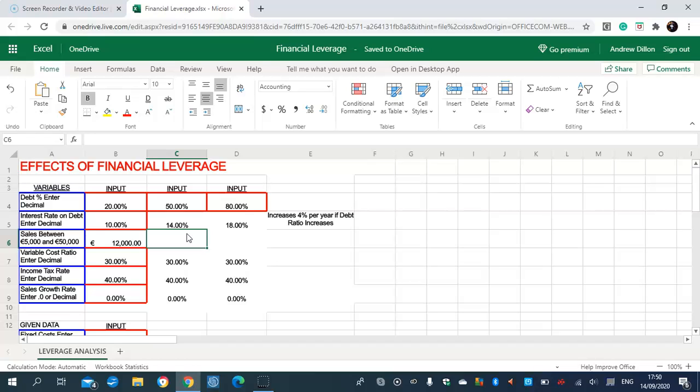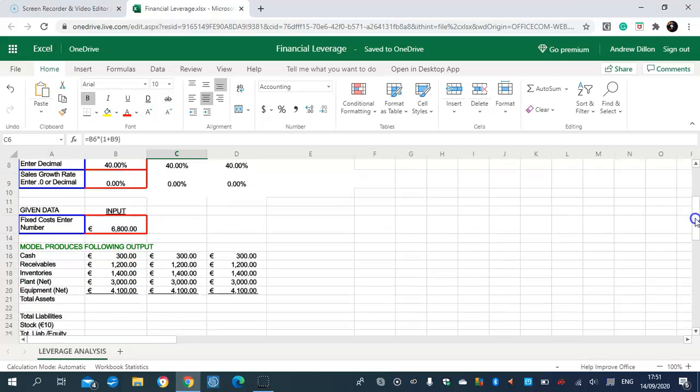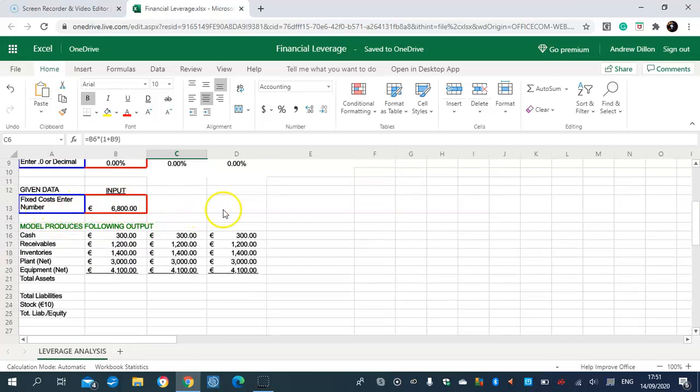It's between €5,000 and €50,000. Right, so that's very good. Let's scroll down. Given the fixed costs, enter the number. The input is €6,800.